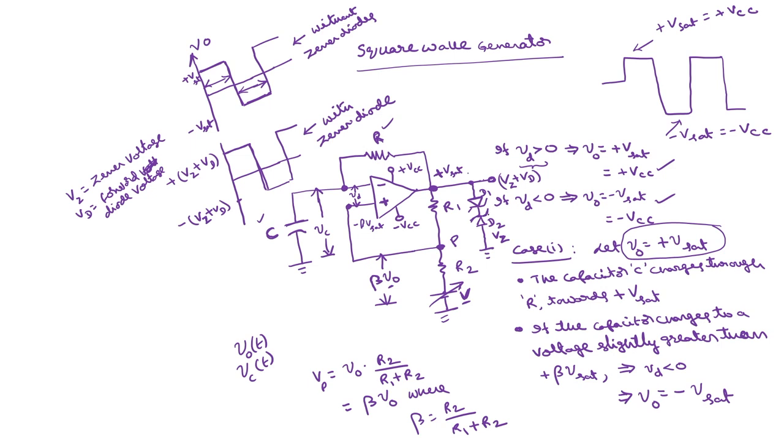Similarly, without the zener diodes, the output swing will be twice V sat, and with the zener diodes, the output swing will be twice (VZ plus VD). It varies from minus V sat to plus V sat without zener diodes. With zener diodes, it varies from minus (VZ plus VD) to plus (VZ plus VD). This is all about square wave generation. So the next type of waveform is the triangular wave.